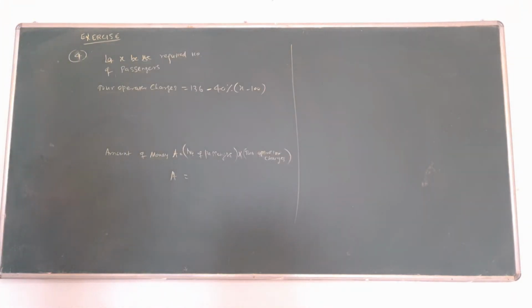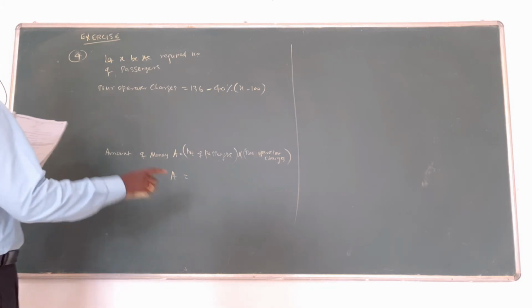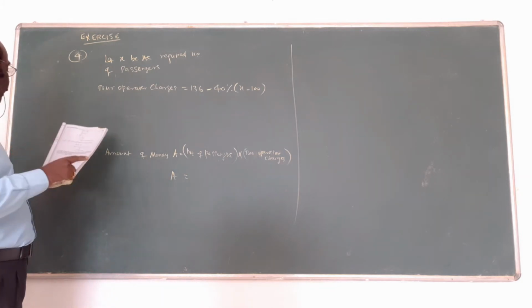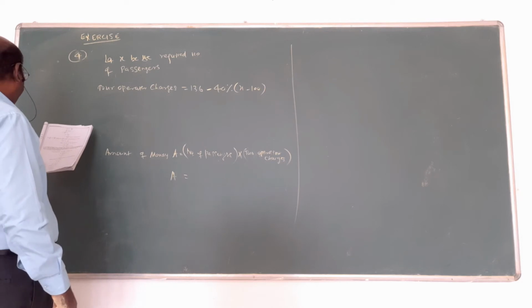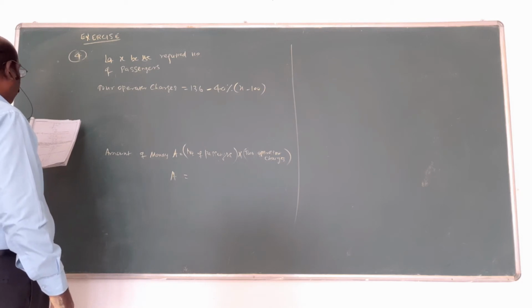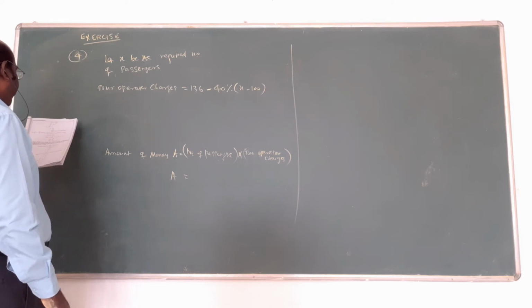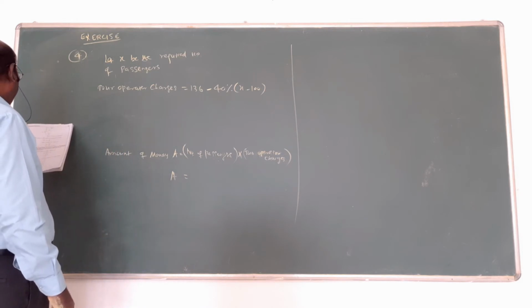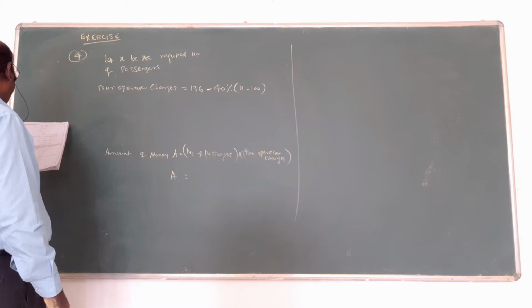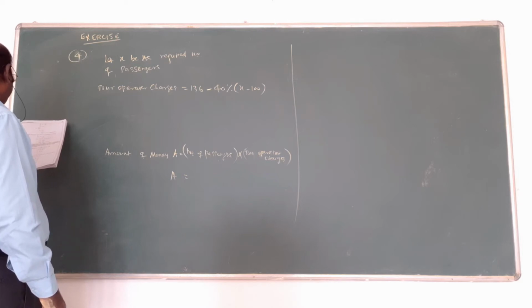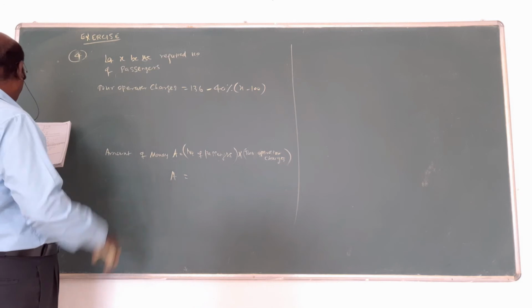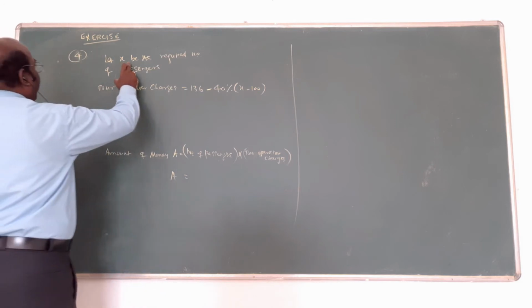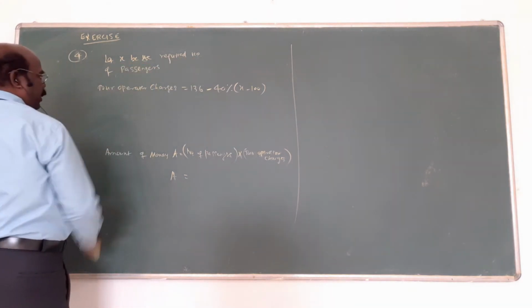Next question, the fourth question. Read the question. A tour operator charges rupees 136 per passenger with a discount of 40% for each passenger in excess of 100. Let us see the required number of passengers.